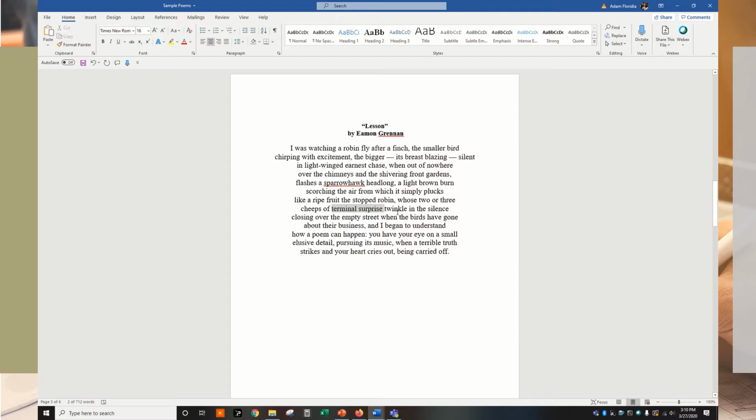Why do they twinkle? That seems odd to me. I'm noticing that the verb choice of twinkle is odd to begin with, and to talk about the sound cheeps twinkling, especially when they're cheeps of death. I mean, there's cheeps of surprise because death came. And then we end with in the silence closing over the empty streets. We go from the sound of cheeps to the sound of silence.